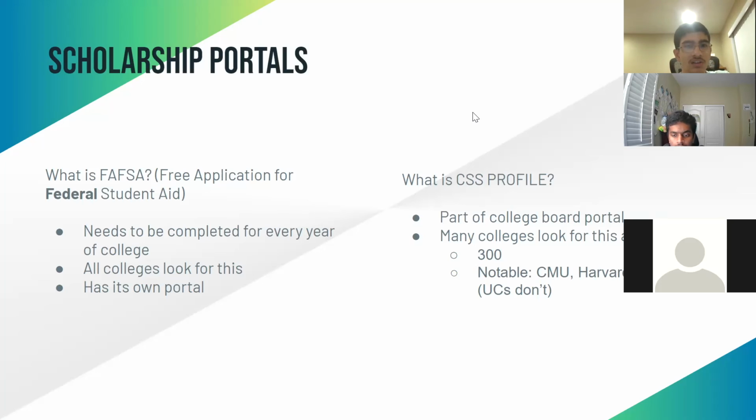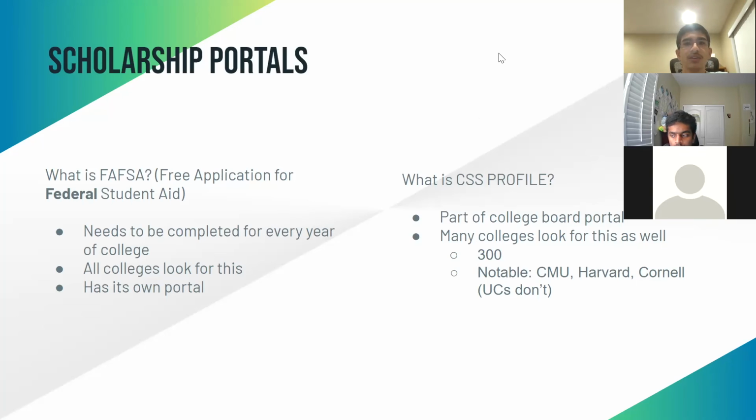Now, all colleges look for this. And why do they look for it? Well, you basically fill out all your financial information on that. So the colleges will look at that and decide how much they need to pay you, like how much scholarship money you are going to get, how much grant money you are going to get, and all that. They decide off the information that is present in your FAFSA.